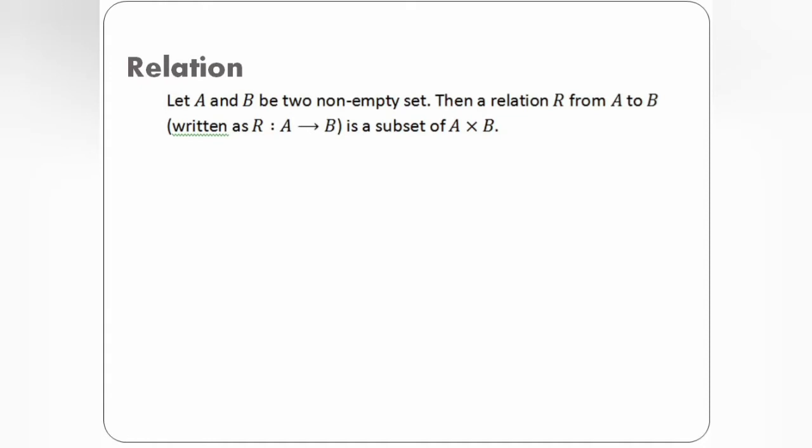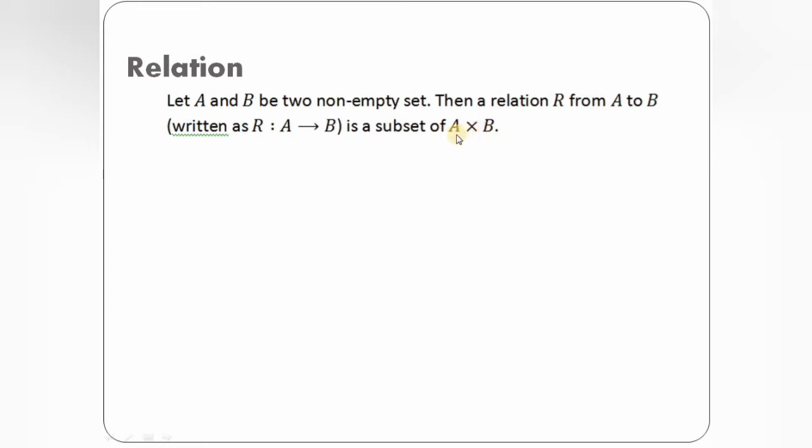Let A and B be two non-empty sets. Then a relation is denoted by R from A to B. For any relation we need two objects, whether between humans or any other objects. Since we are dealing with sets here, we are going to talk about the relation of one set with another. So here relation R is from A to B. This is how we represent it. Now this relation from A to B is a subset of A cross B.